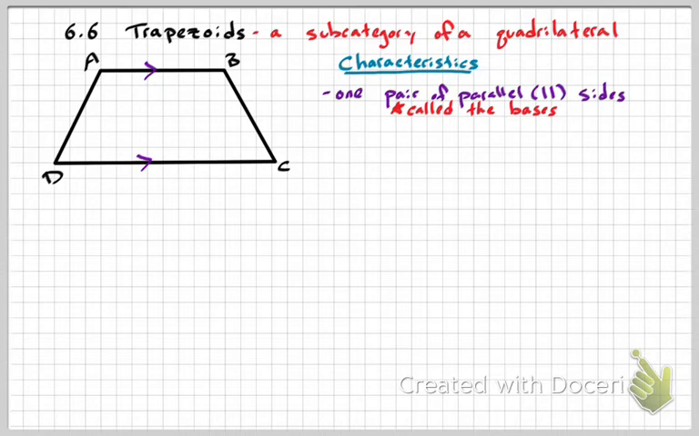Now I know we reuse a lot of terms. We've used bases in base angles and isosceles triangles. We use base in just normal triangles. But for a trapezoid, the two sides that are parallel, we call those the bases. Okay, so base 1 and base 2. The non-parallel sides are called the legs.